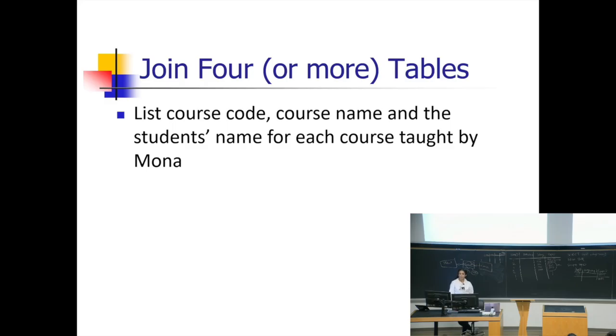Now, joining four or more tables is similar, right? Now, let's say you want to find course code, course name, and student name for each course. So far, it's the same as the previous one, but here I added taught by Mona, right? Now, why do we need a fourth table here, and what is that fourth table?